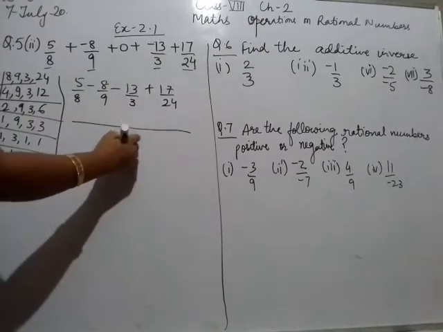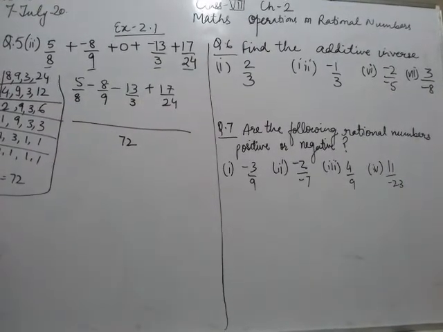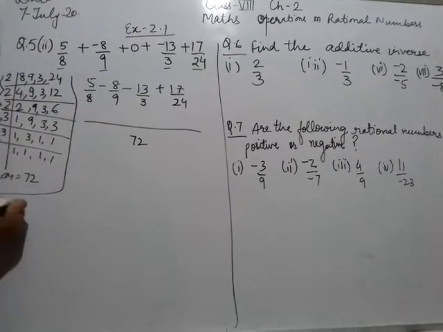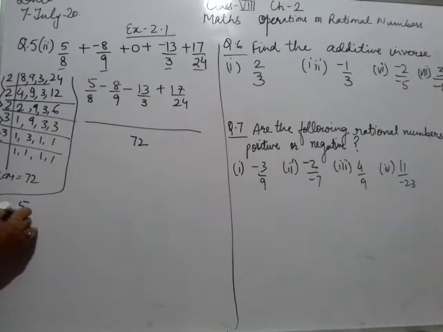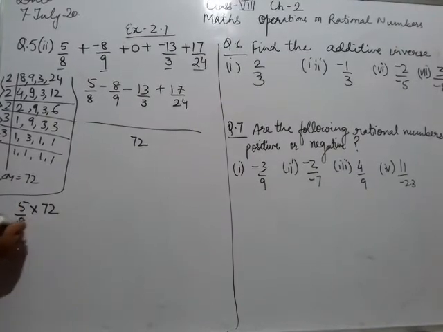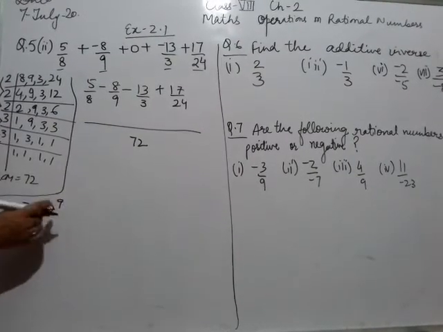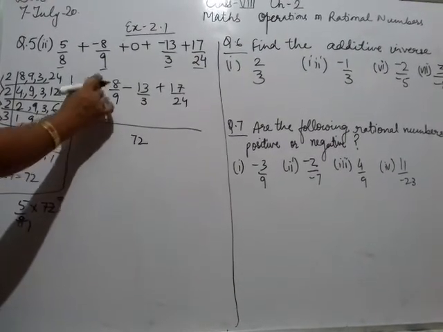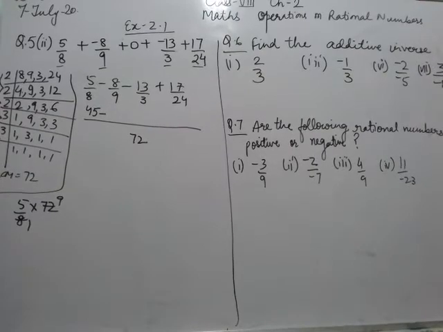Now we'll put LCM 72 over here. 5 by 8 multiplied by 72. I am doing one and then you have to do it by yourself. 5 by 8 into 72. 8 ones are 8, 8 nines are 72. So 9 fives are 45. So we'll write 45 here and the minus sign will remain as it is.